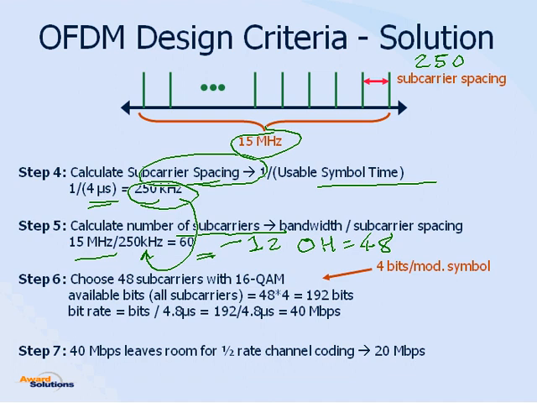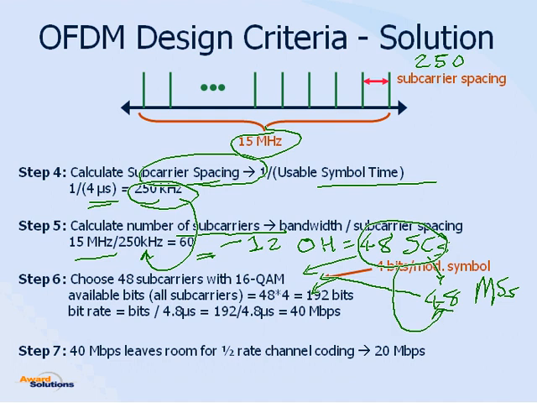Since we want to get a pretty good data rate, we need to use high order modulation. Let's choose 16-QAM modulation method. So it means that if we have 48 subcarriers, you can send out 48 modulation symbols, and each modulation symbol is 16-QAM. So it will represent 4 bits. So using 48 subcarriers, we can send out 48 modulation symbols or 48 times 4 bits, 192 bits.